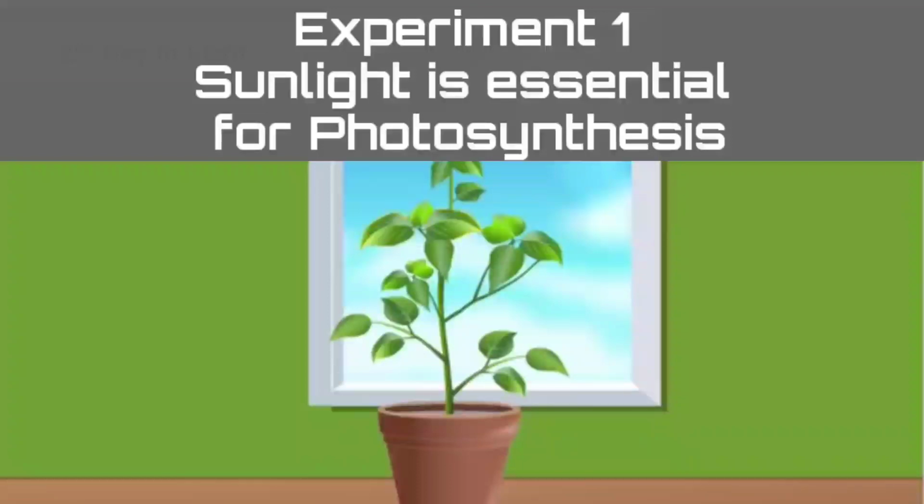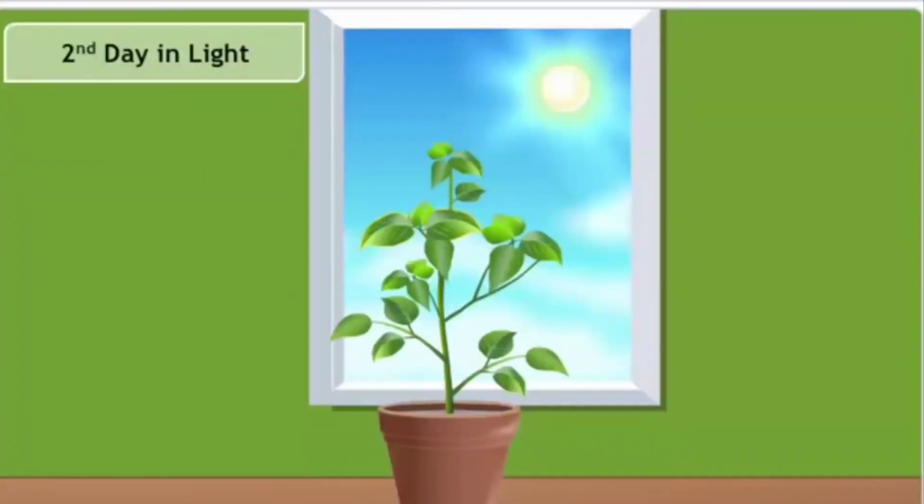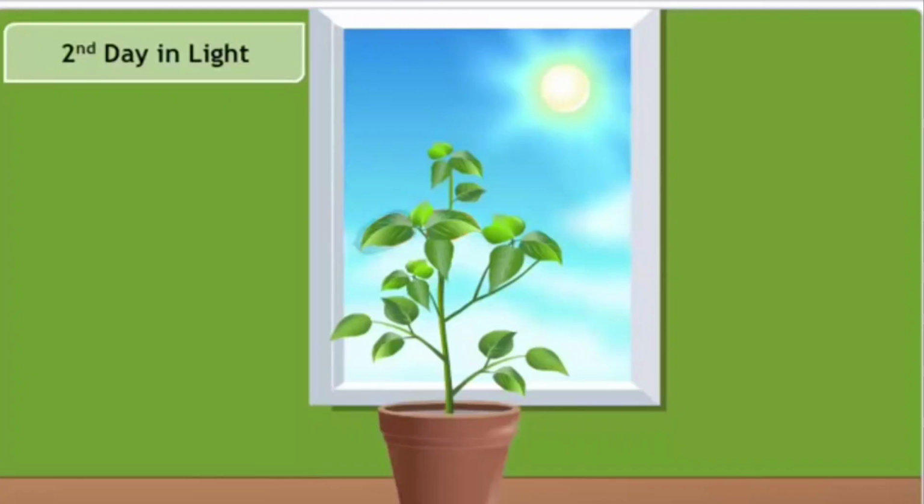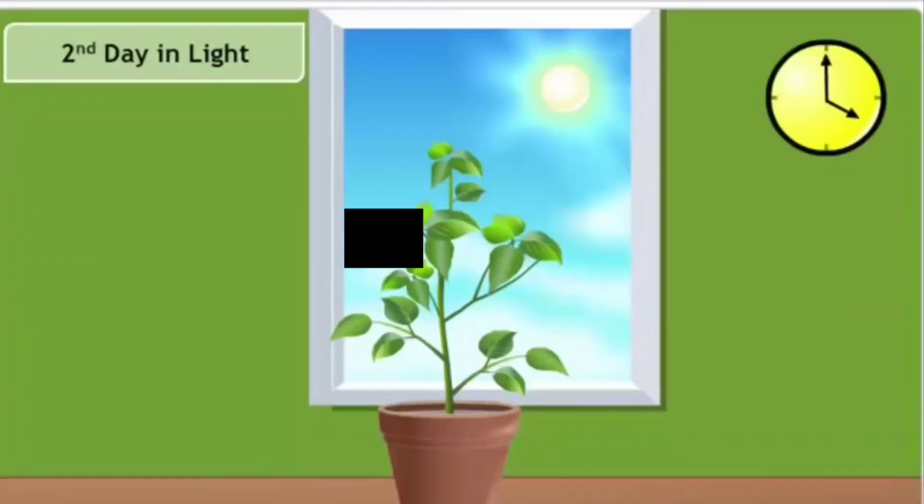The first experiment is to prove that sunlight is essential for photosynthesis. Let's start. Take 2 leaves of the same size from a healthy potted plant. Destarch the leaves by keeping them in a dark room for a few days. Now, cover one of the leaves with a black card and place the plant in sunlight for a few hours.